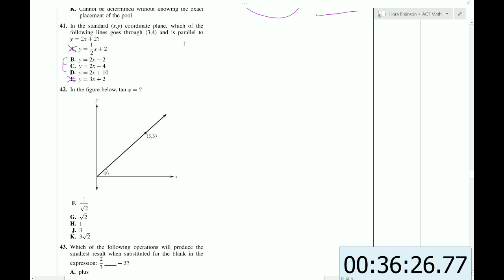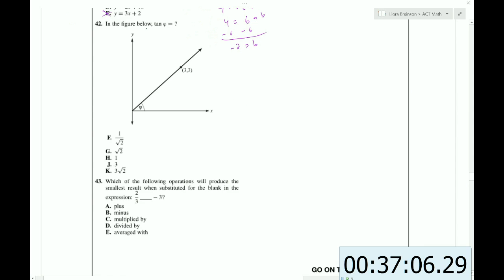But then the next thing to think of after m equals 2 is that you need this point for x and y. So now you can actually see which one of these works, or you can use your y equals mx plus b, and plug in these three and find b. So 4 equals 2 times 3 plus b, 6 plus b, subtract 6, you get negative 2 equals b. So it's going to be choice B, where it has the minus 2 as the y-intercept.